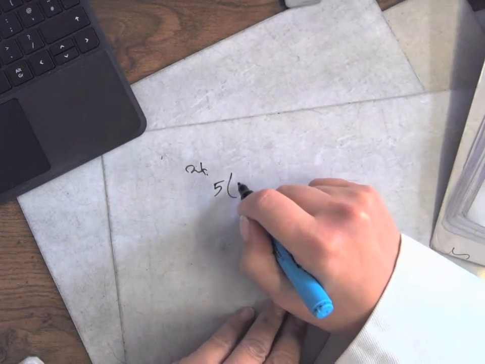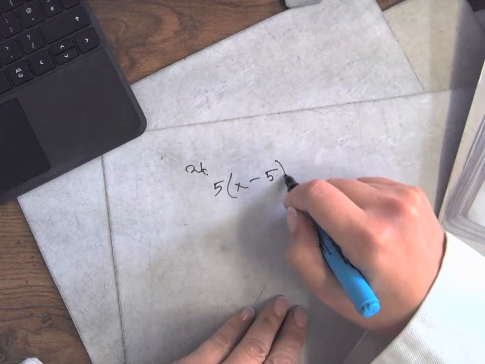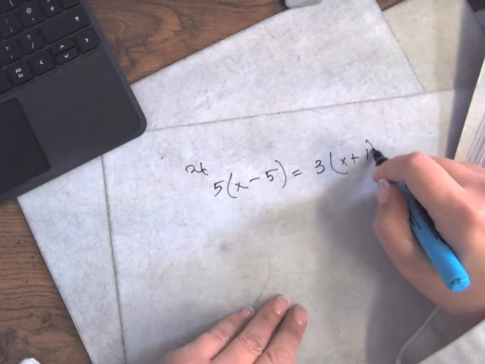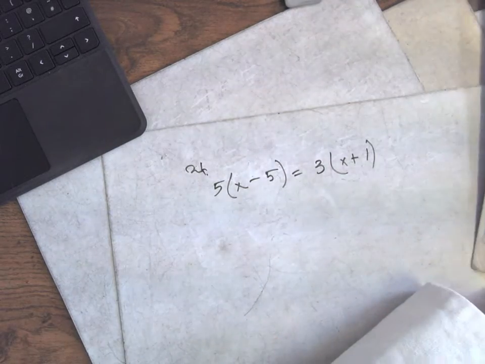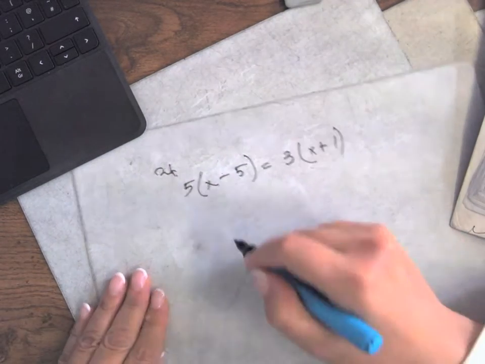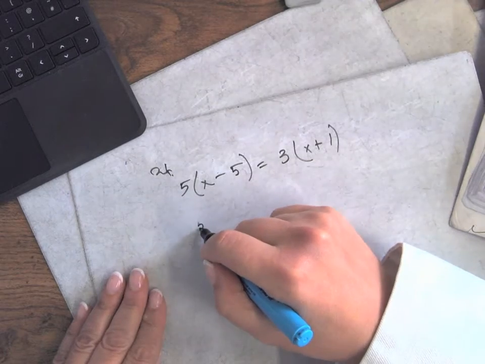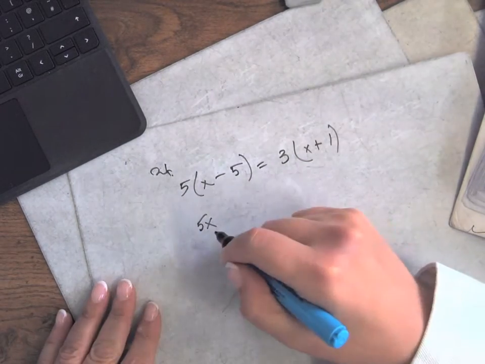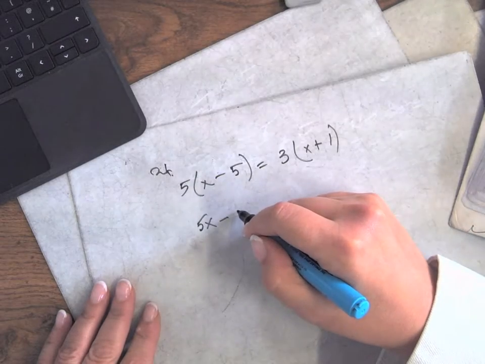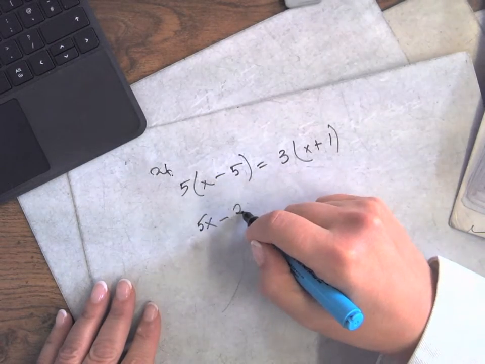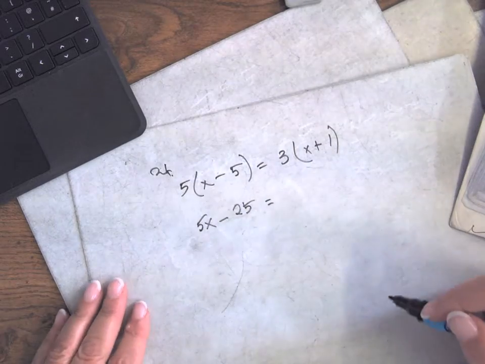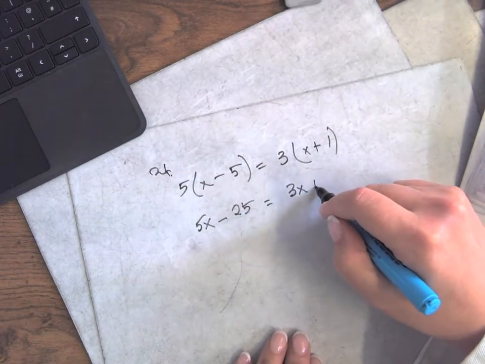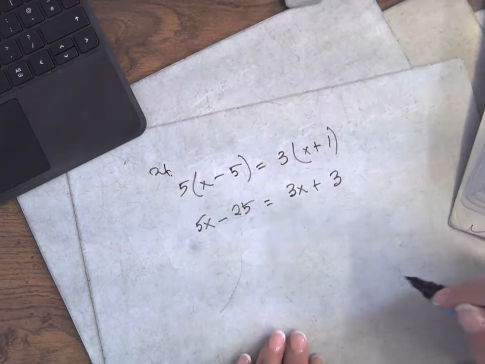5 bracket X minus 5 equals 3 bracket X plus 1. Kayla, will you write the first line? 5 bracket X is 5X. 5 minus 5 is minus 25. Over this side, 3 bracket X is 3X. 3 minus 5 is 2. Very good.